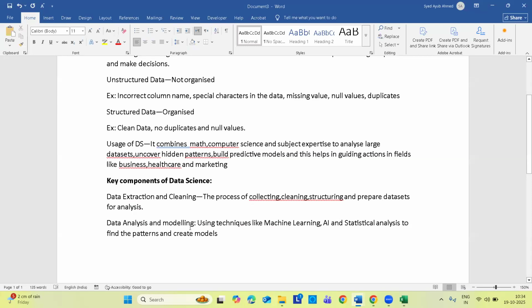Next one is data analysis and modeling. In this, you'll use different techniques like ML, machine learning, AI, artificial intelligence, and statistical analysis to find the patterns and create models. Two components you have seen. Next is insight generation.